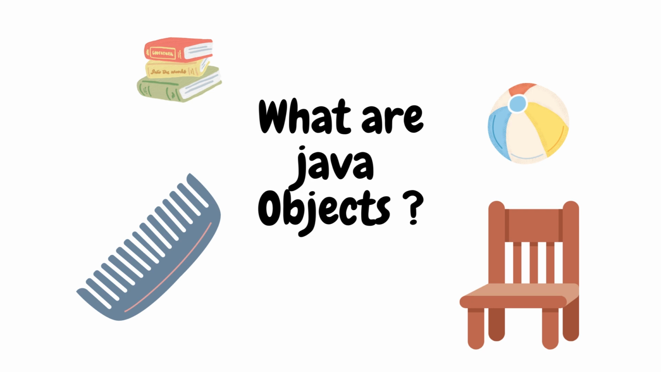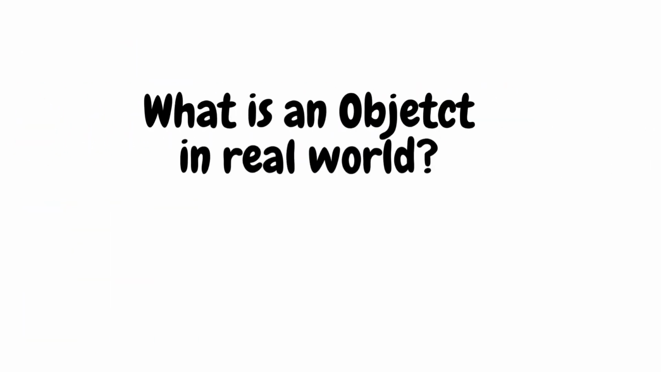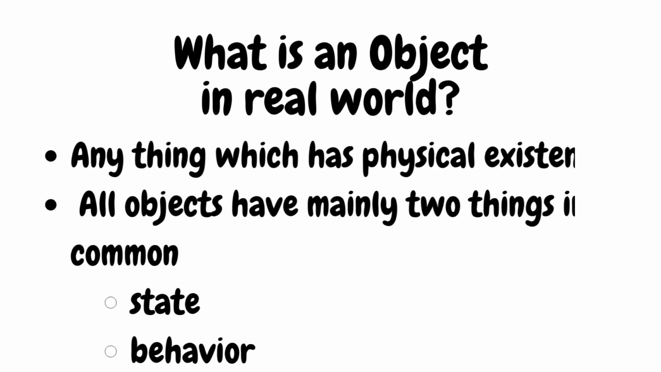Hi everyone. In this video, let us try to understand what is meant by object in Java language. Before we understand about what is meant by object in Java language, let us try to understand what is meant by objects in real world. Anything which has physical existence is called object in real world.